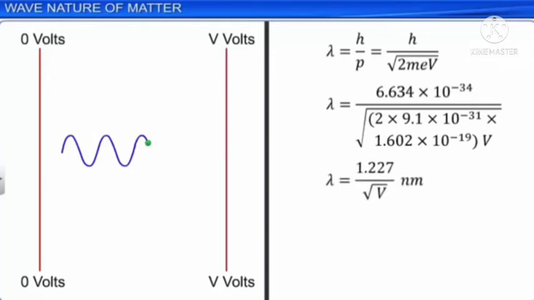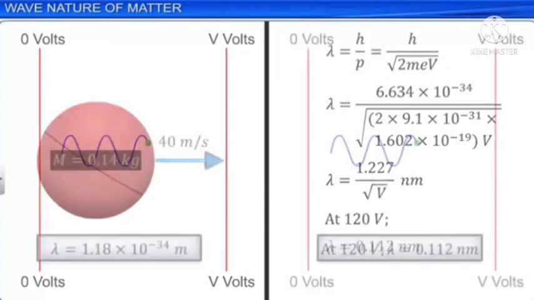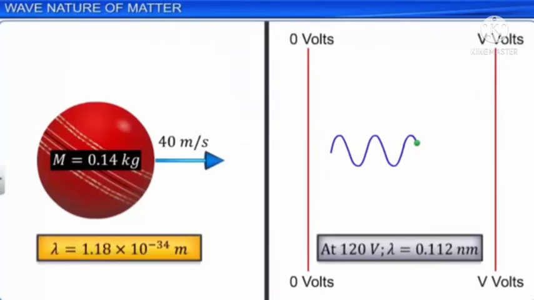At a potential difference of 120 volt, lambda is equal to 0.112 nanometer. For the ball, the de Broglie wavelength is beyond any measurement possible and hence can be considered as negligible. Whereas the de Broglie wavelength for the electron is of the order of the spacing between the atomic planes in crystals. This is the reason why macroscopic objects in our daily life do not show wave-like properties, whereas the de Broglie wavelength is significant and measurable in the subatomic domain.